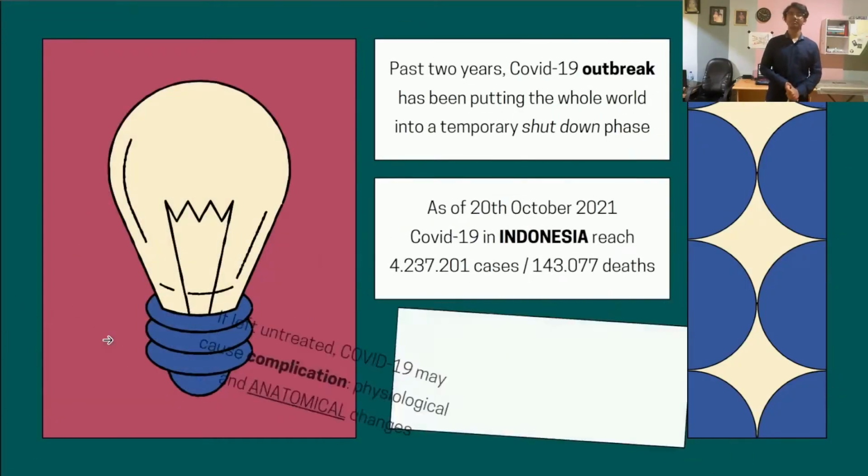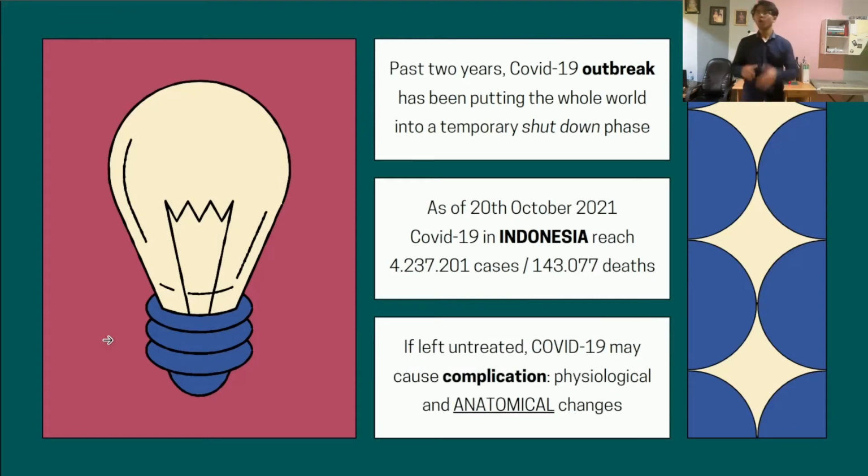Okay, as we know, the whole world has been put into a temporary shutdown phase these past 2 years because of a certain virus outbreak in Wuhan city of China on the 31st of December 2019. This virus was quickly identified as SARS-CoV-2 because 70% of its genome is similar to the first SARS-CoV virus, and it is believed to have come from bats.